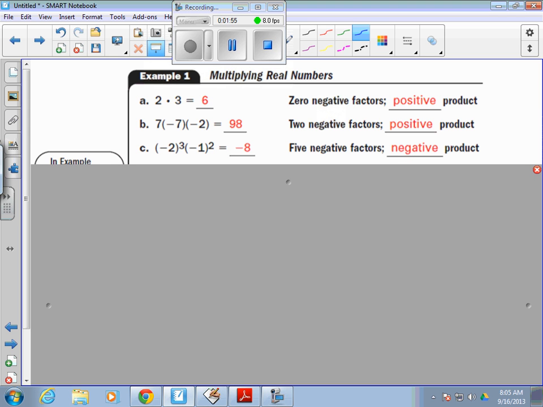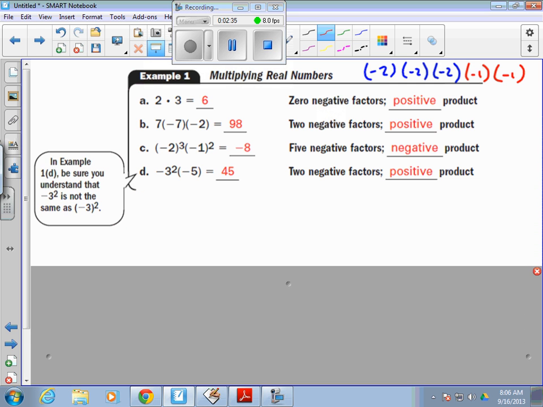C deals with 5 negative factors. That's an odd amount. If you need to write that out, you can see it written out. Negative 2 to the third power, we know, means negative 2 times negative 2 times negative 2. So that's how you get 3 of them. And then the other one says negative 1 to the second power, negative 1 times negative 1. That's how it means 5 negative factors. 5 means it's going to be a negative value. 2 times 2 times 2 is 8, times 1 is 8. And since it's 5 of them, an odd amount, it's a negative 8.